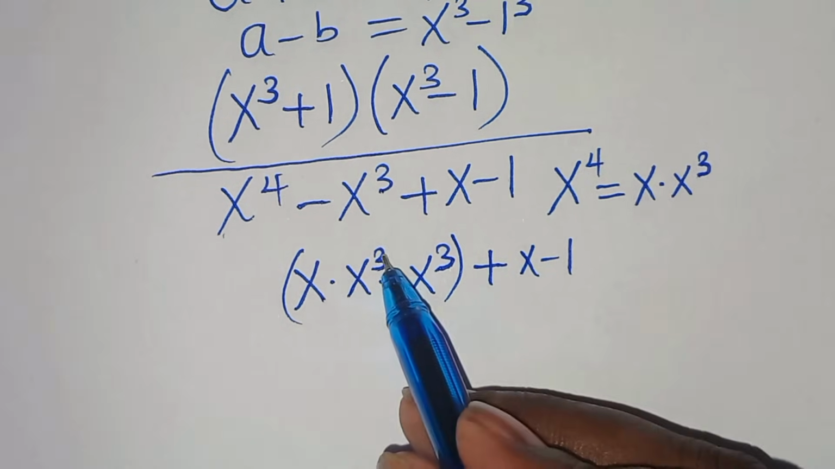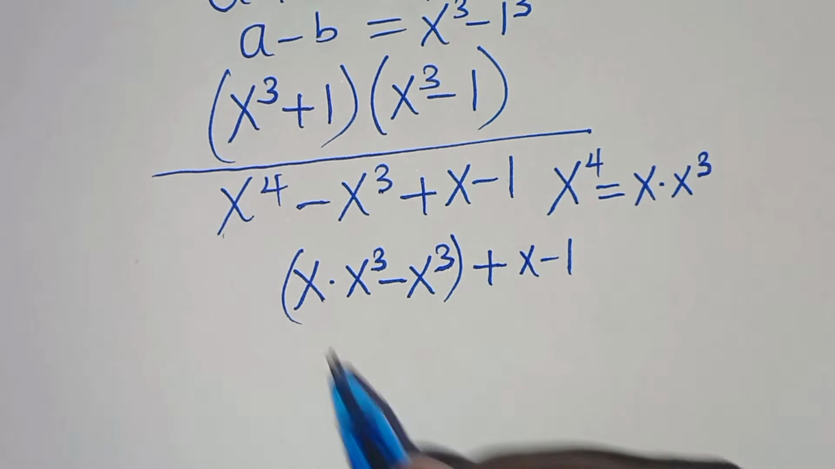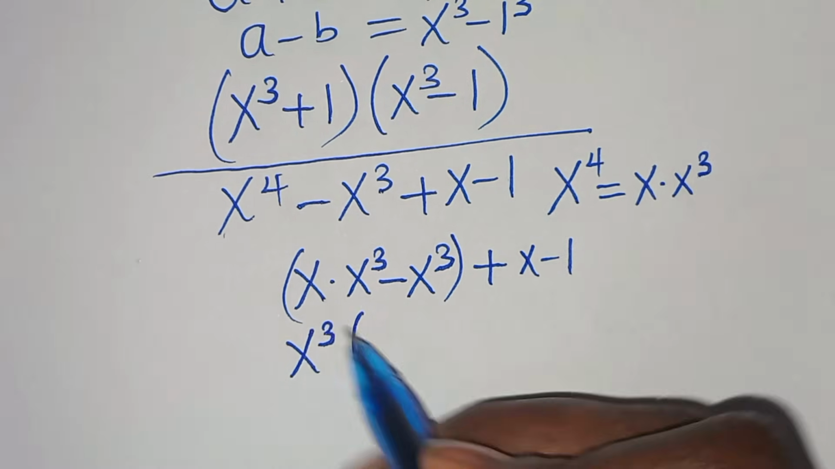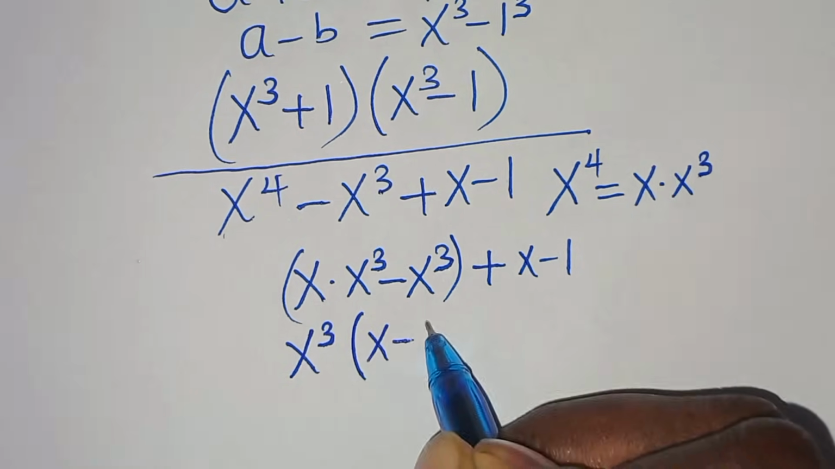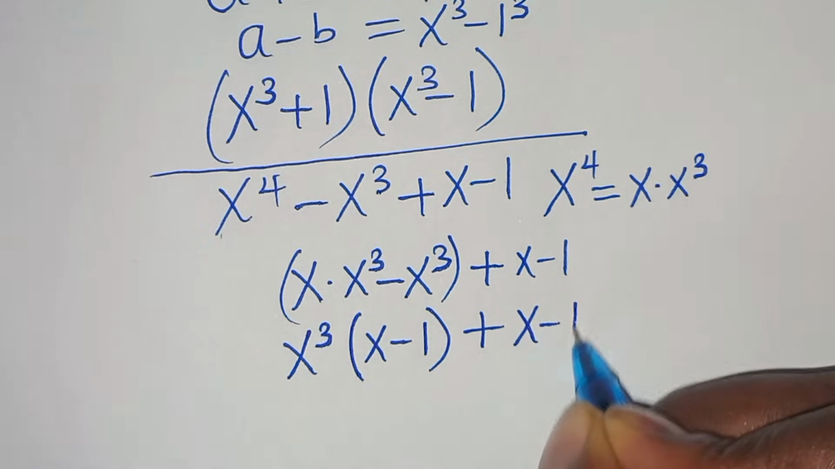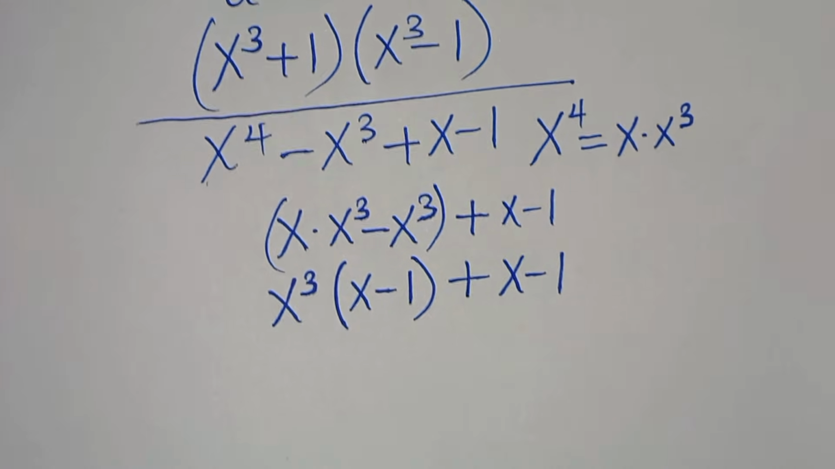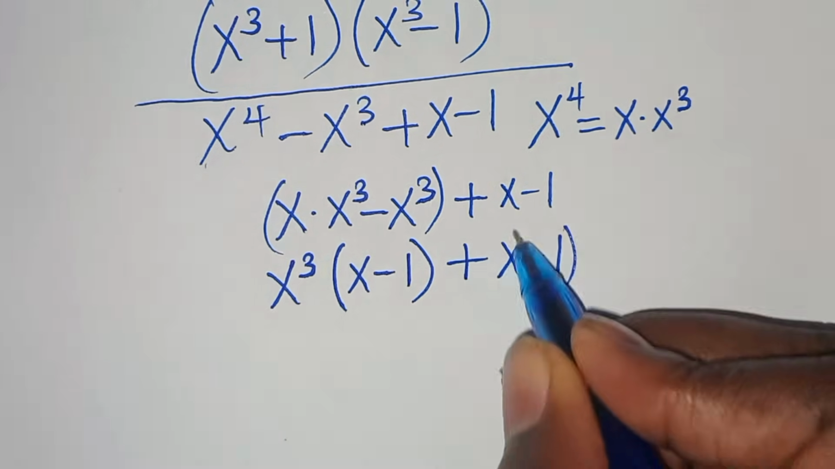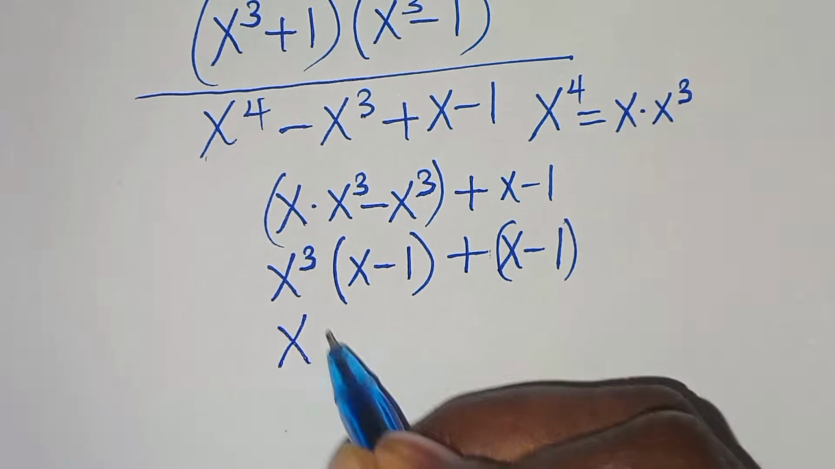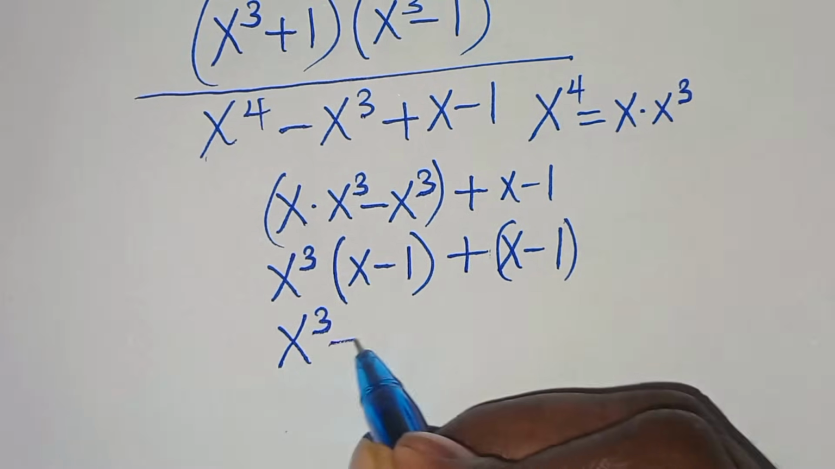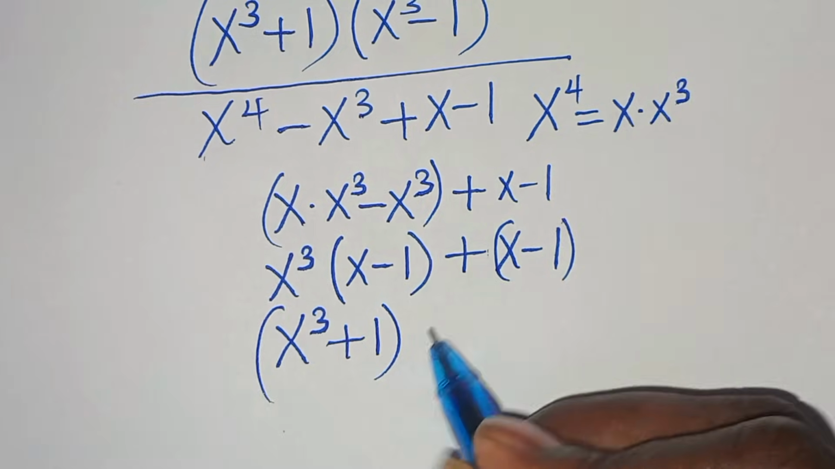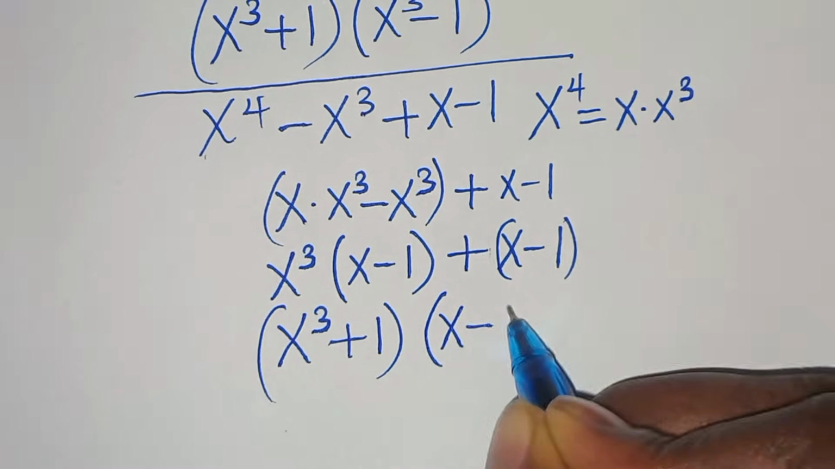Now, x to the power of 3 is common here, so we can factor out x to the power of 3 into the parentheses. This is x minus 1. Then plus here we have x minus 1. Now, we have that here 1 is common here, so this means that here we have x to the power of 3 plus 1, close the parentheses, then x minus 1 is common here, so we'll have x minus 1.